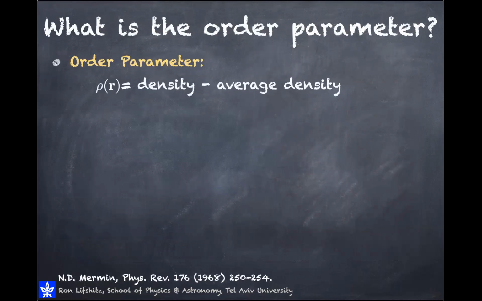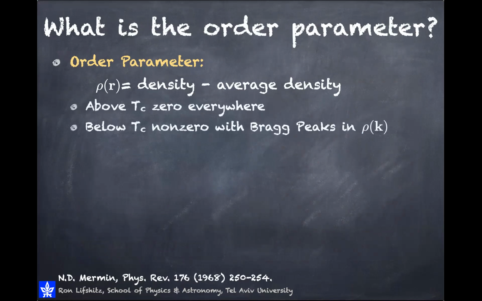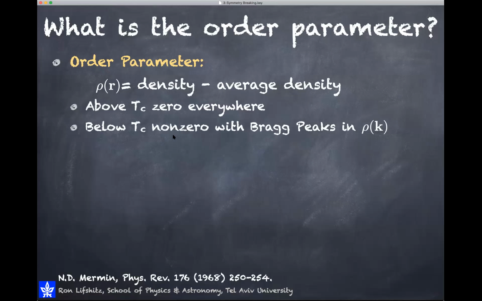So now that we know what we're talking about, I want to define this order parameter. I want to take the density of the material and just subtract its average value. This will be my order parameter field, and I expect it, above the melting temperature, above this critical temperature Tc, to be 0 everywhere. I expect the density to be equal to its average at every point. And below the freezing temperature, I expect it to be non-zero, with these Bragg peaks appearing in the diffraction spectrum.